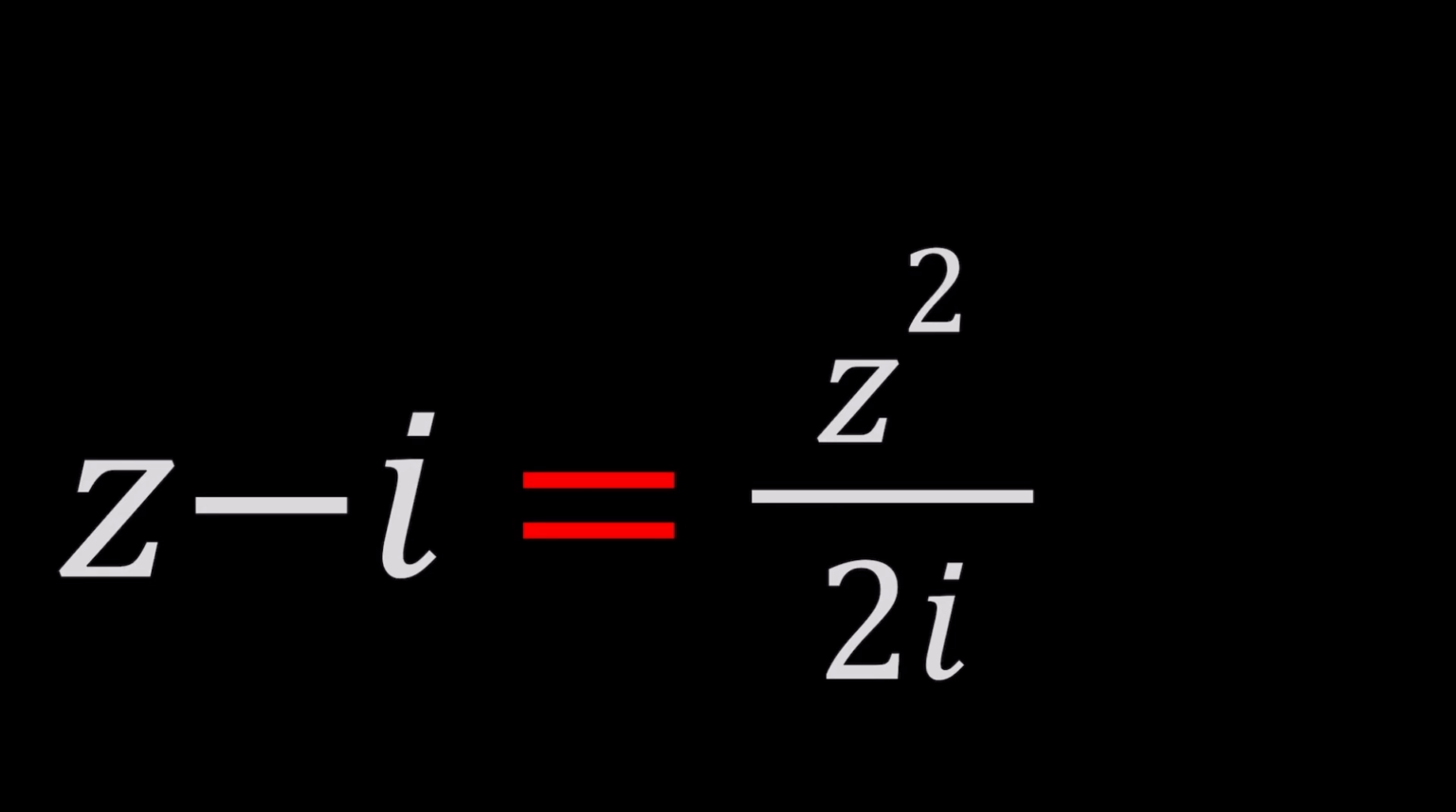This channel is all about complex numbers, and in this video we're going to be solving an equation with complex numbers. What kind of equation are we dealing with? I'll tell you a little bit more about it. We have z minus i equals z squared divided by 2i.